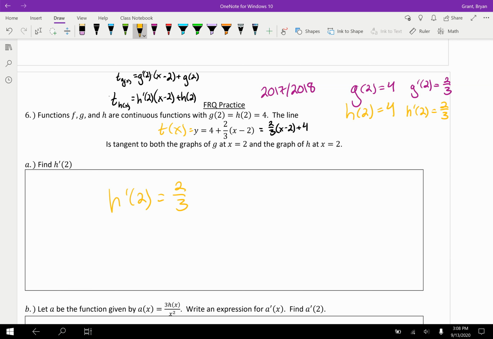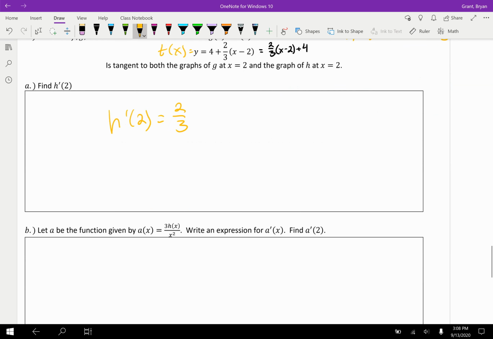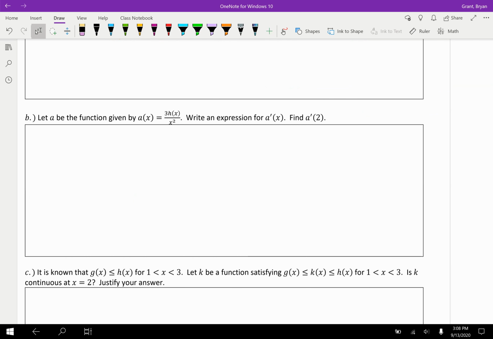However, that's all we need here. Woohoo! Moving on. B. Let a be the function given by a of x equals 3 times h of x divided by x squared. Write an expression for a prime and then find a prime of 2.